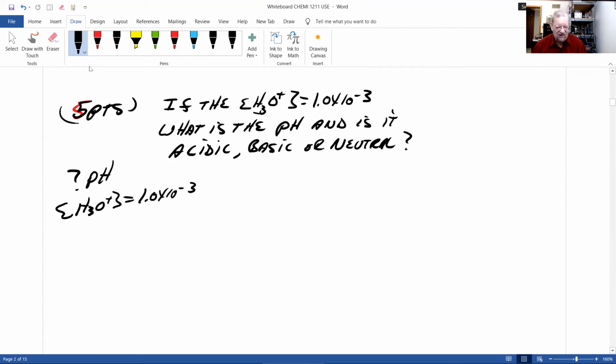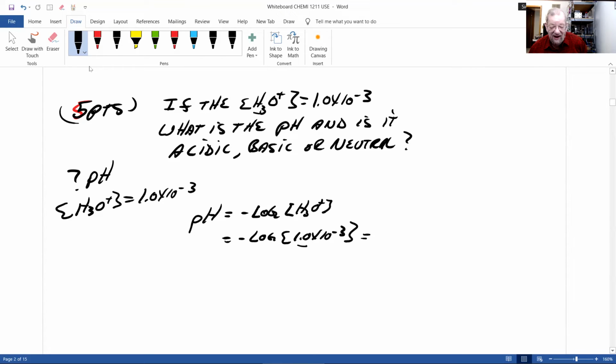And you will be given this in test number 4. So I'll put that number in. And now, remember, when this is 1.0 times 10 to the minus x, in this case x is 3, the pH would be 3.